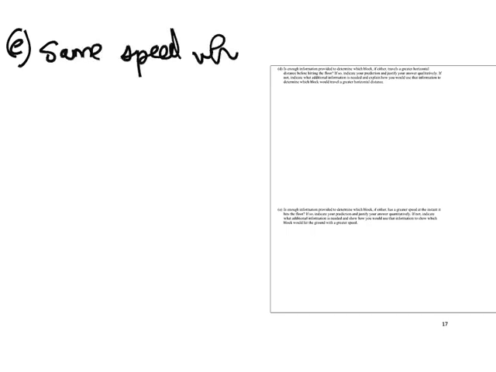Okay, so finally, E is much simpler. Is enough information provided to determine which block, if either, has a greater speed the instant it hits the floor? The answer is they actually have the same speed when they hit the floor.